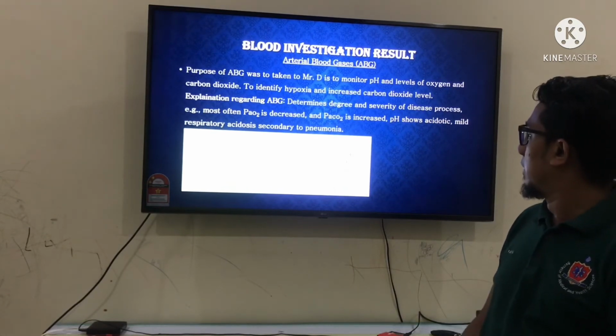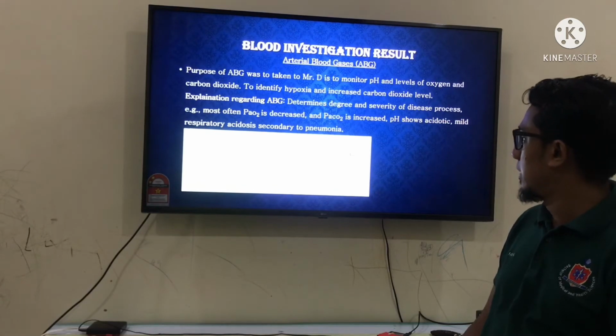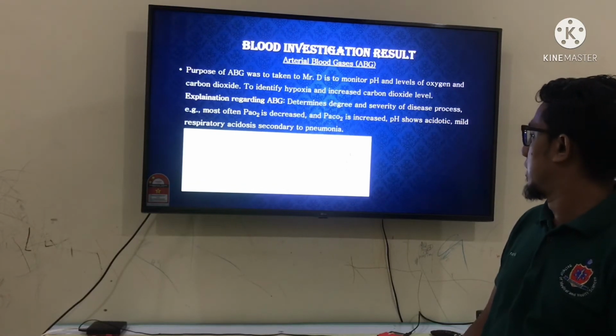Okay, determine the degree and severity of the disease process. Most often PaO2 is decreased and PaCO2 is increased. The pH is acidotic, so mild respiratory acidosis secondary to pneumonia.